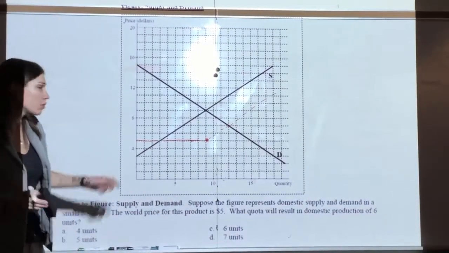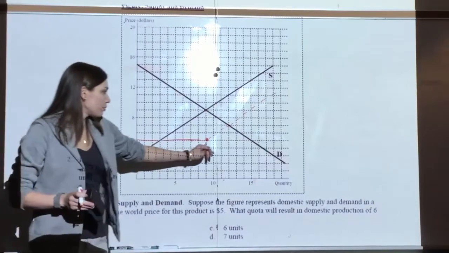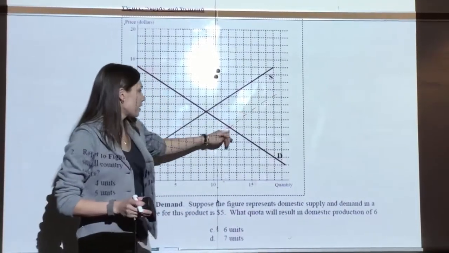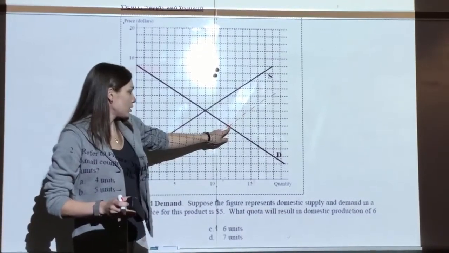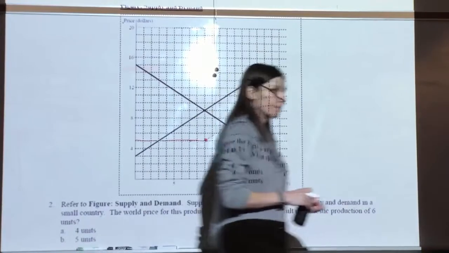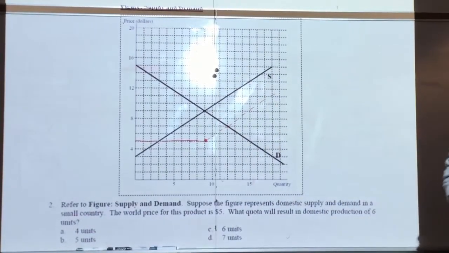So if we put an import quota, right, then we're going to import 6 here. The rest of it is going to get picked up by domestic supply again, with the total quantity being sold being 12. Does that make sense? All right.